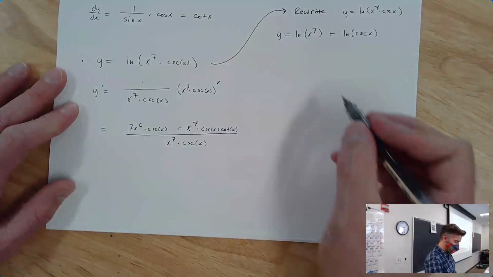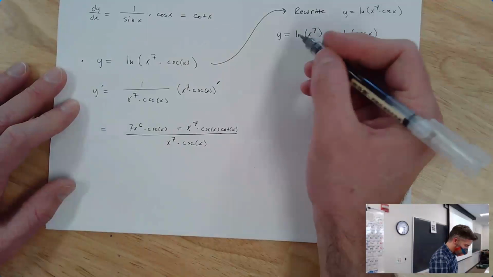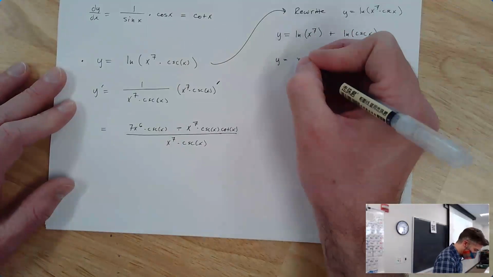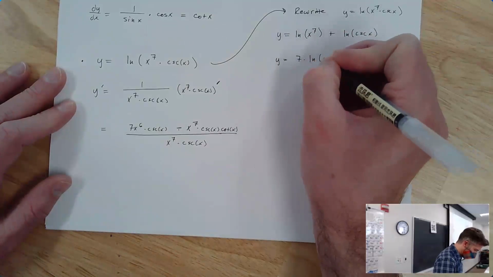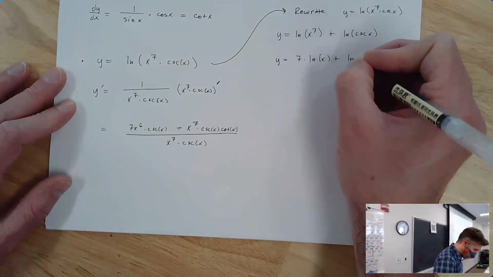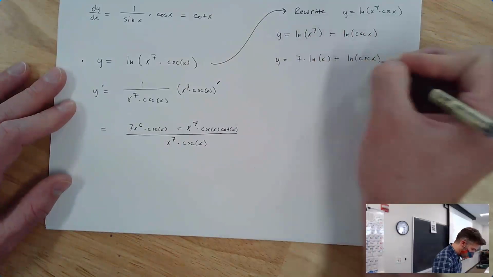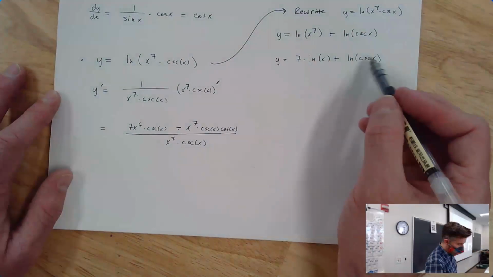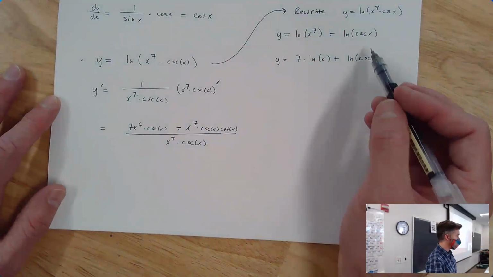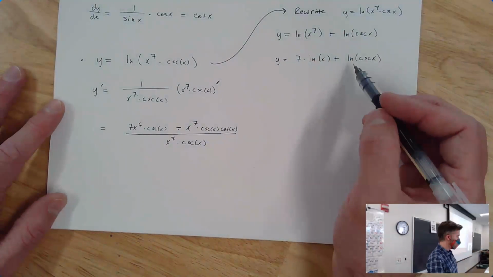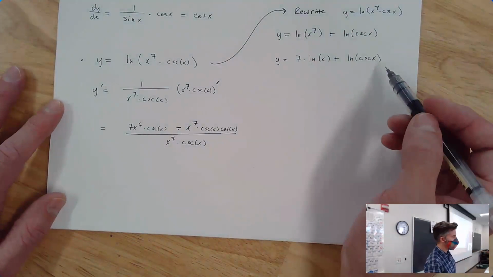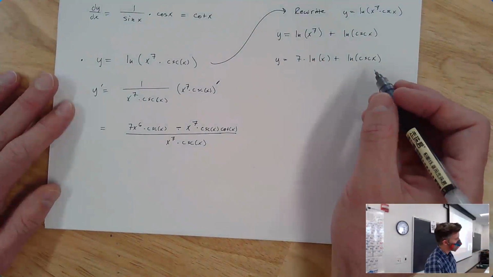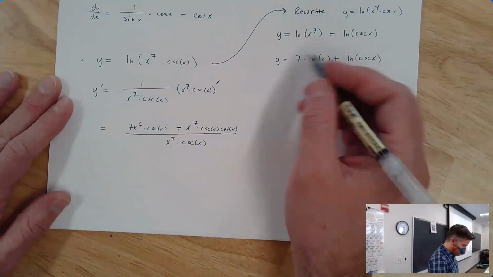And then I can even bring that power of 7 down in front and write this as y equals 7 times the natural log of x plus the natural log of cosecant of x. If you're feeling extra special, you could even think about rewriting cosecant as 1 over sine and then writing that as the natural log of 1 minus the natural log of sine. I'm not going to do that because we don't need to do that. So let's see what happens here.